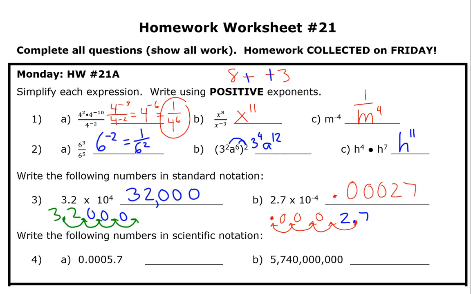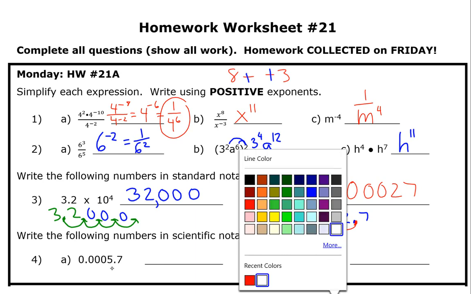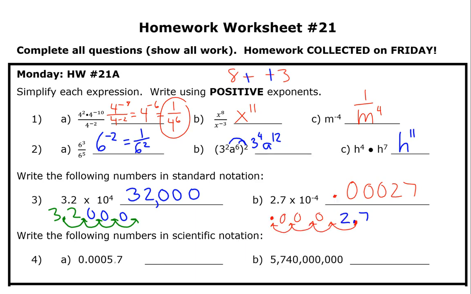For question 4, we need to convert our number back into scientific notation. I think I accidentally put this decimal point here. Let me just shade it out for a second. It's not supposed to be there. Okay, there we go. That's how the number should look. The spacing is a little awkward. That's where I want the decimal point to go, not where it started.